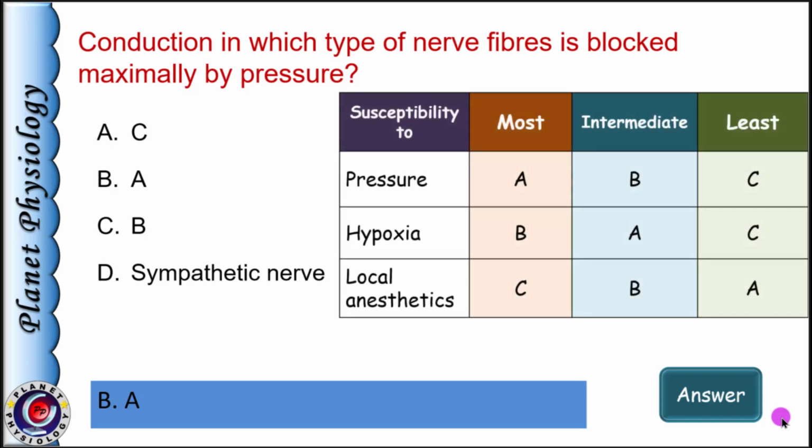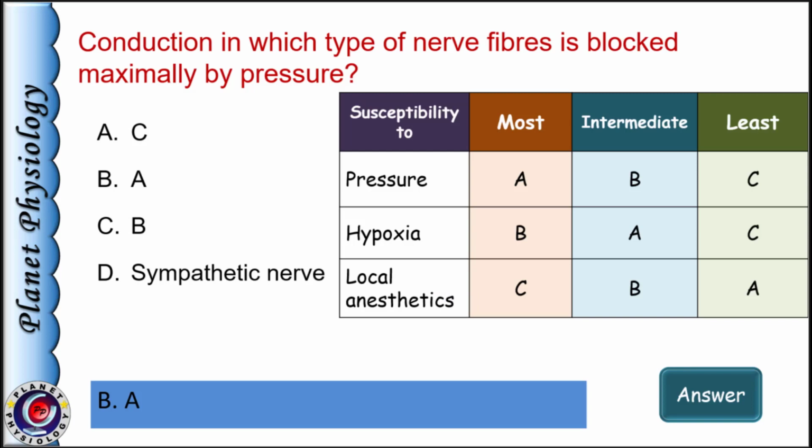So here is a table for your reference. The first column indicates the susceptibility to various factors like pressure, hypoxia and local anesthetics, and the type of fibers most susceptible to that particular modality are A, B and C. So A fibers are susceptible maximally to pressure, B for hypoxia and C for local anesthetics.